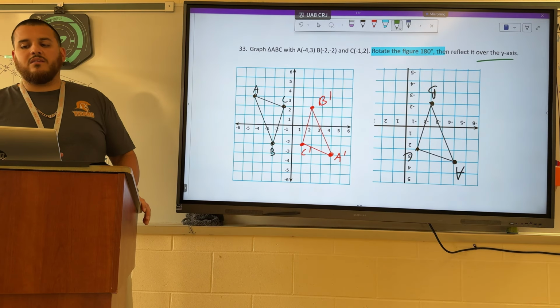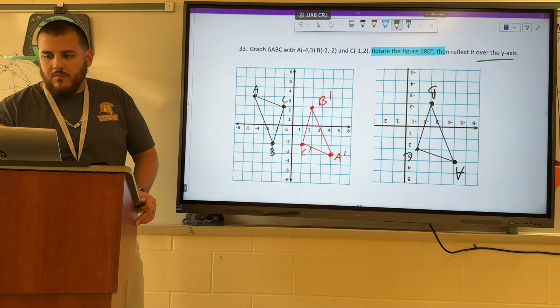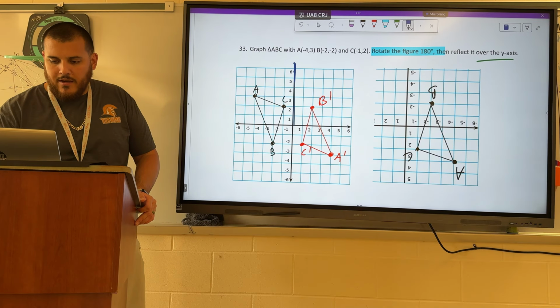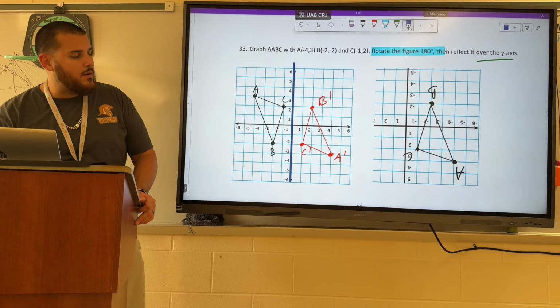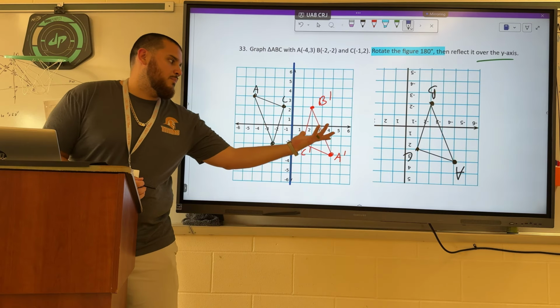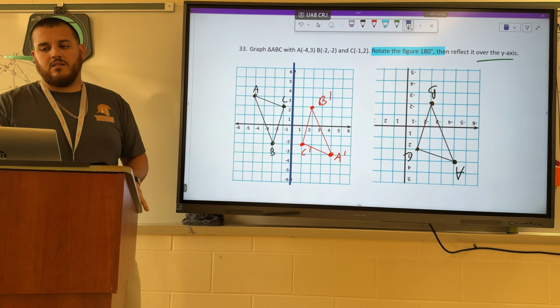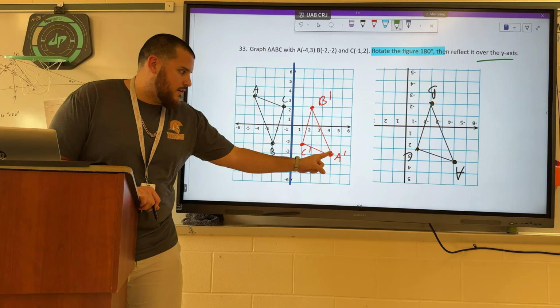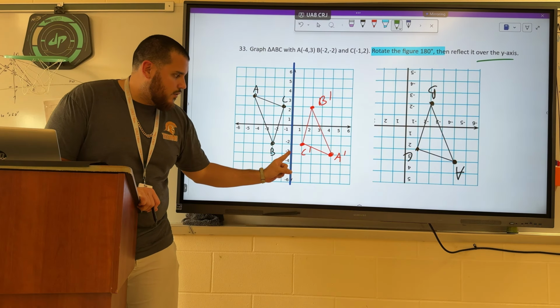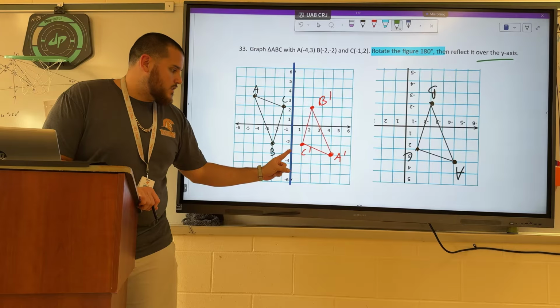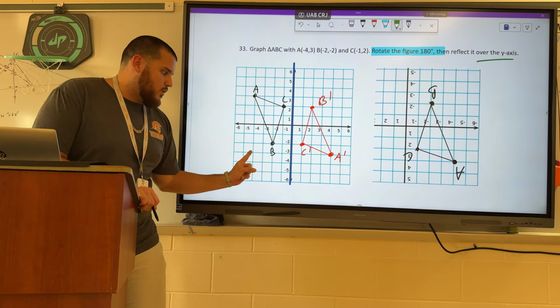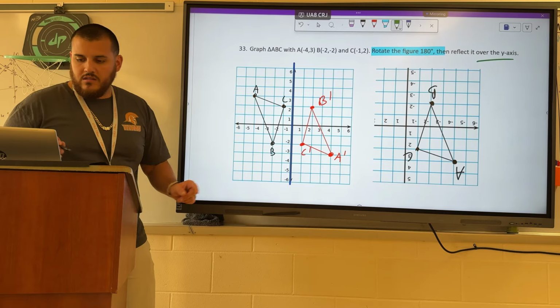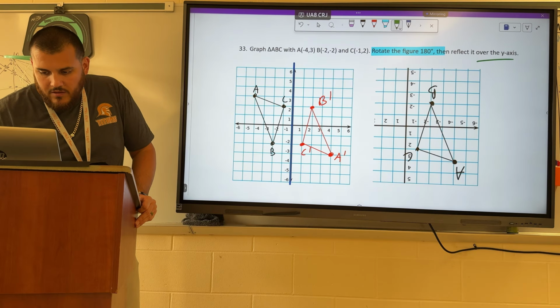Next, I need to reflect over the y-axis. So I'm going to make my y-axis stick out. That is this line right here, my blue on the screen. And I'm taking my points and flipping them the same distance to the other side of the line. So start with A prime. I'm just going to count how far away it is. 1, 2, 3, 4. So the reflection should also be 1, 2, 3, 4 units directly across the other side. And so that would give me A double prime right here at -4, -3.